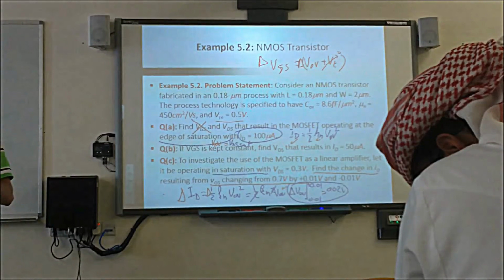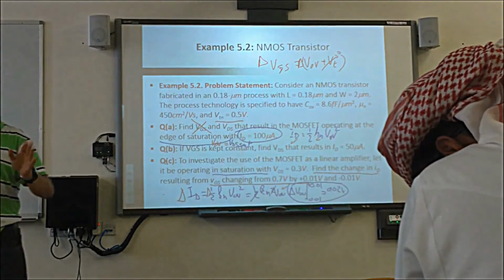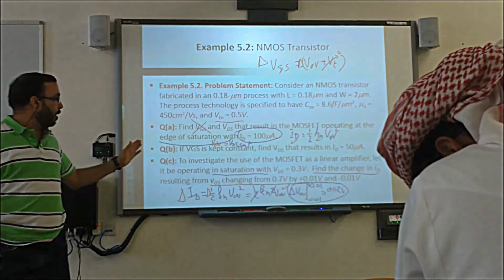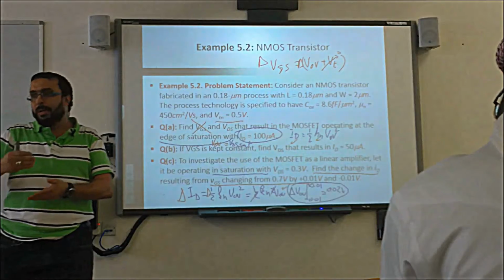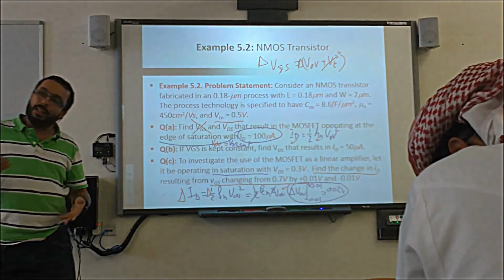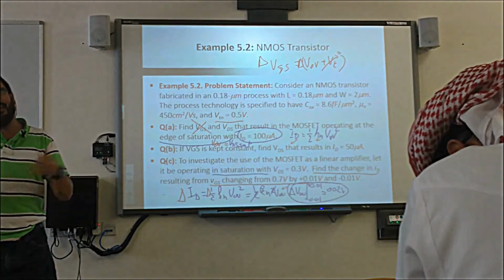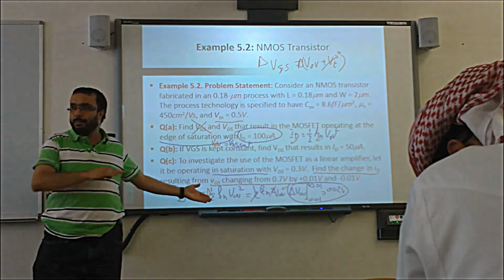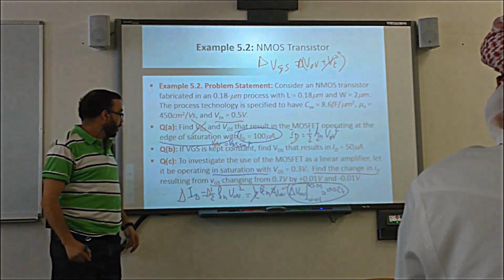So that's why I told you math is beauty. You can do that in a very crude way. Basically, you calculate the ID for the overdrive minus 0.01, then calculate the ID for the overdrive plus 0.01, and then you subtract. Math can do it in one line. Do you understand? Good?